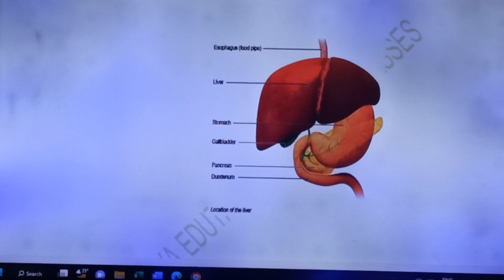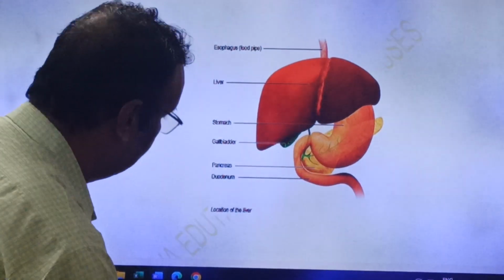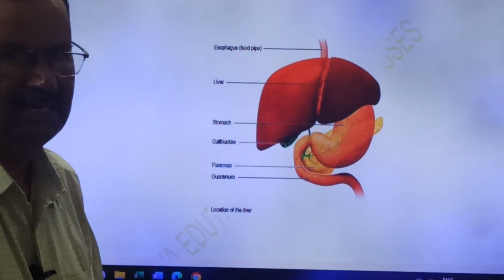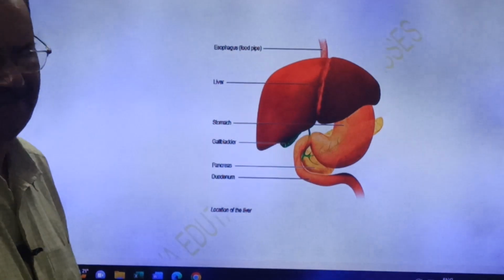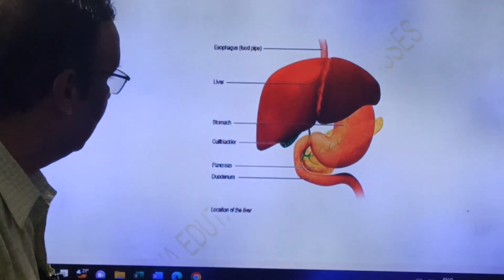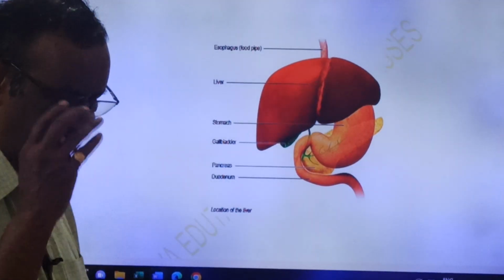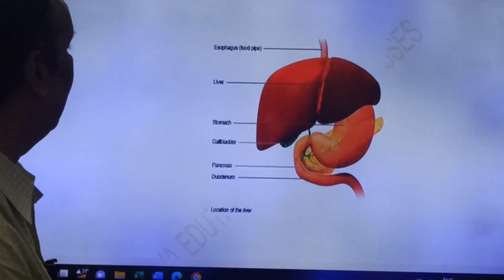Friends, what's our question? Write about the functions of liver. You know friends, liver is a digestive gland. It is the largest gland in our body.